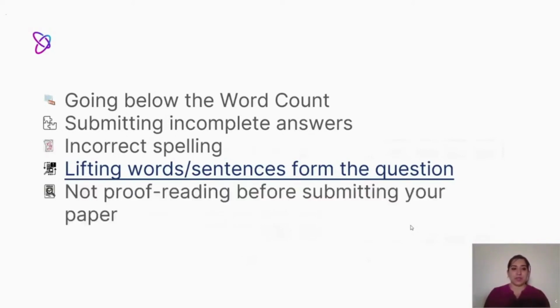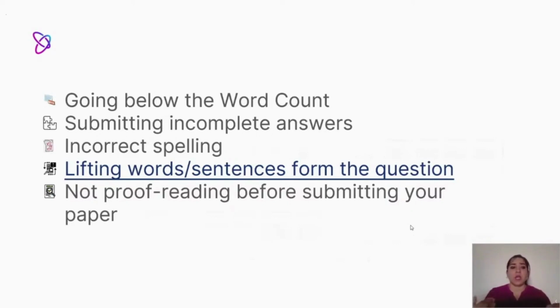Okay, another general mistake that happens, and it gets the best of us as well, is not proofreading before submitting your paper. Proofreading, going through your paper again, making sure you have all your sentences dotted, your I's dotted, your T's crossed, making sure that spellings are correct, making sure that you answered both parts of the questions. Proofreading is very, very important.